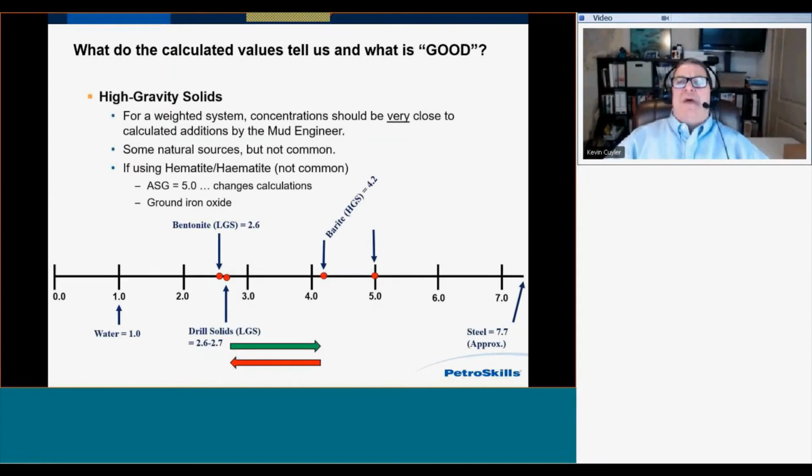Your high gravity solids: very important that when you are running a weighted mud system, the percent by volume of high gravity solids should be very, very close to what is calculated.